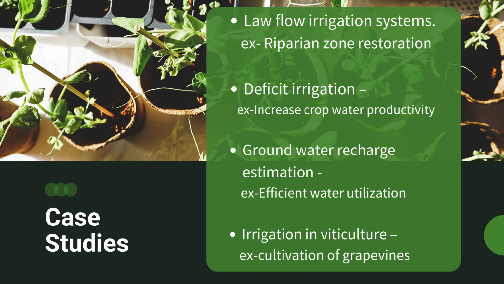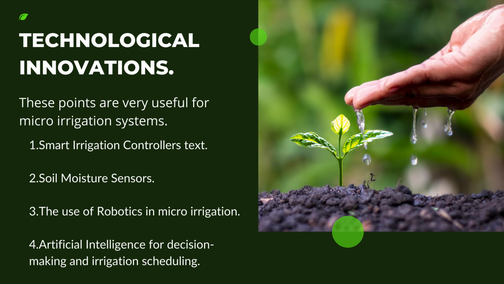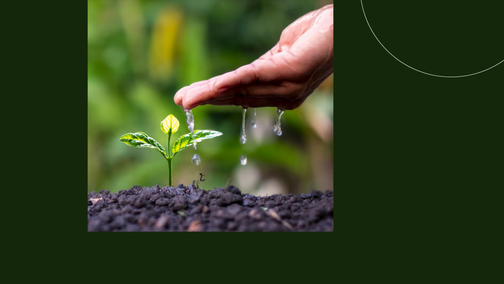Low flow irrigation systems, deficit irrigation, groundwater recharge estimation, and irrigation in viticulture are some of the cases we have to think about. Smart irrigation controllers, soil moisture sensors, the use of robotics in micro-irrigation, and artificial intelligence for decision-making and irrigation scheduling. These points are very useful for micro-irrigation systems.